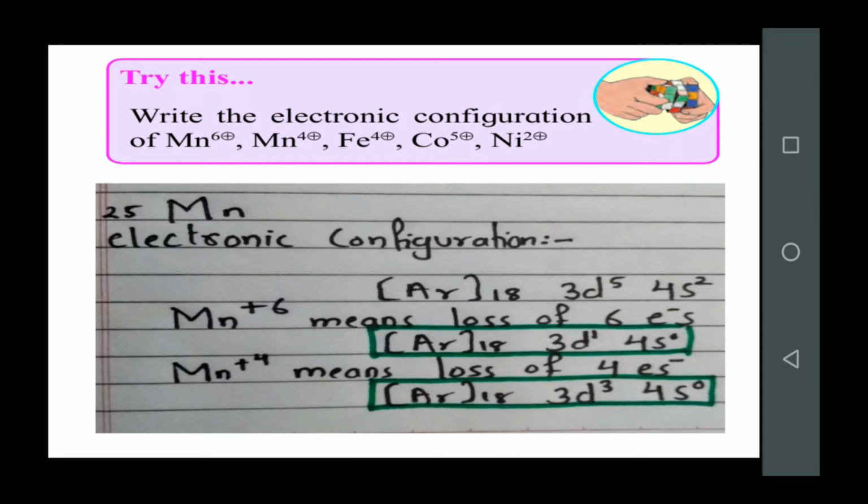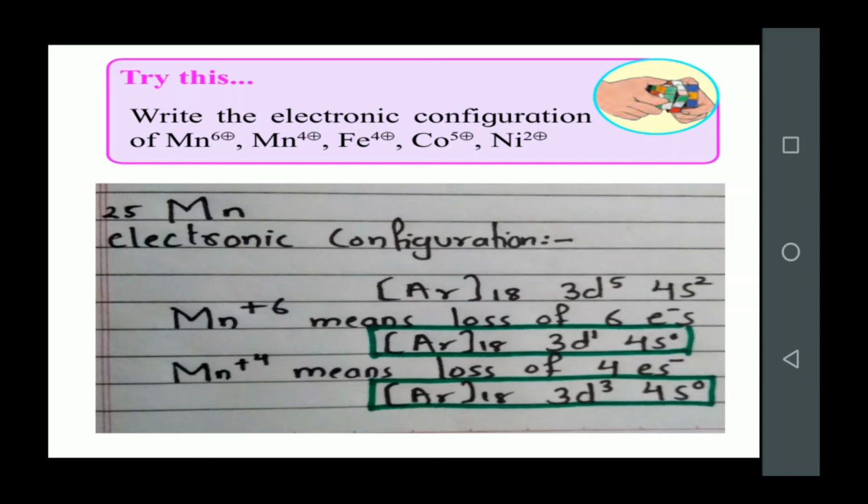Okay, Mn plus 4 means loss of 4 electrons. It means that 4 electrons are lost by the neutral manganese. So 2 are lost, obviously, from the outermost 4s subshell, and then 2 more are lost from your d subshell. So you are left with 3d3 4s0. Similarly, students, you can write the electronic configuration of iron, cobalt and nickel ion.